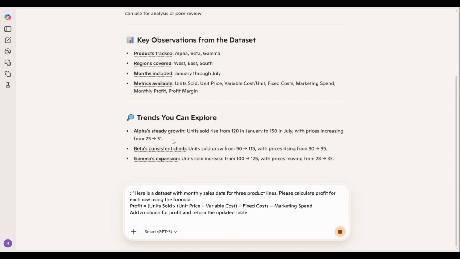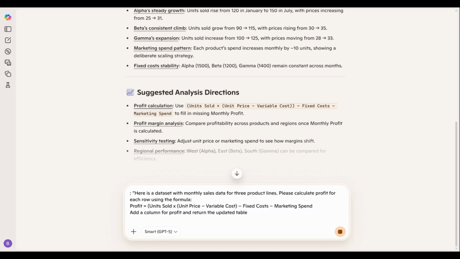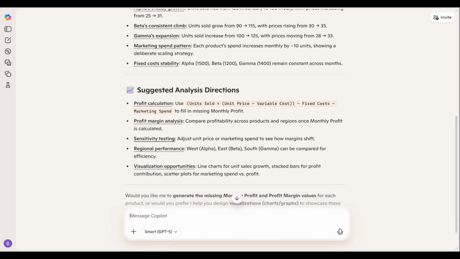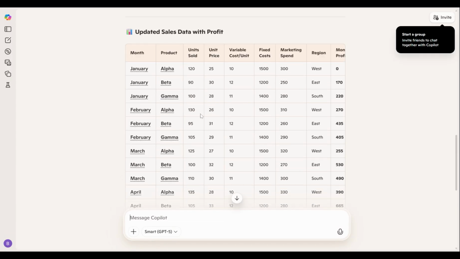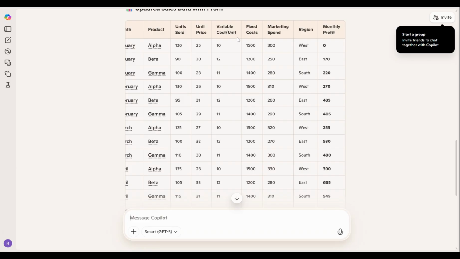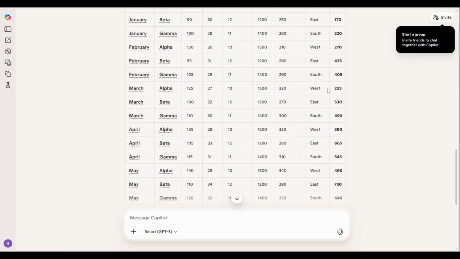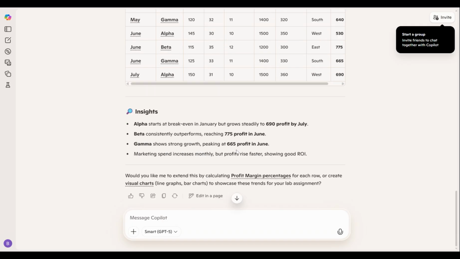And now we're going to say, here's the data set of monthly sales for product lines. Please calculate profit for each row using the formula. So here we got our table, the different months for each one of them. We got units sold, unit price, variable cost, fixed cost, marketing spend, region, between west, east, south, and the monthly profit for each month and for each company.